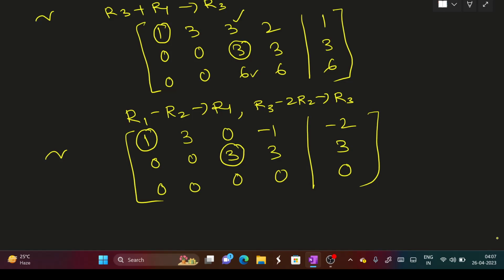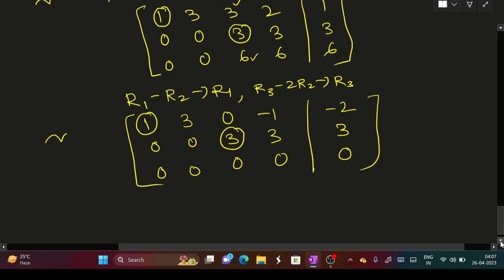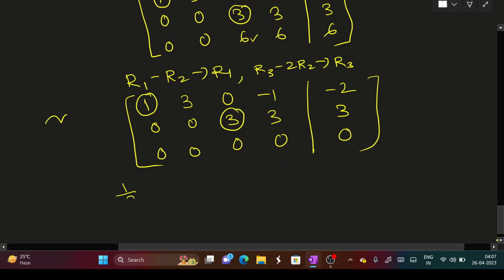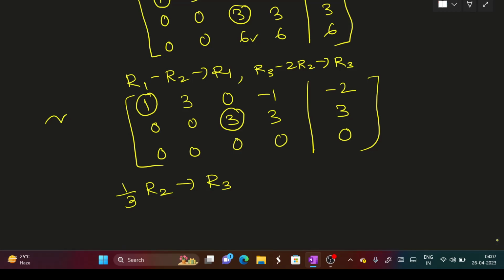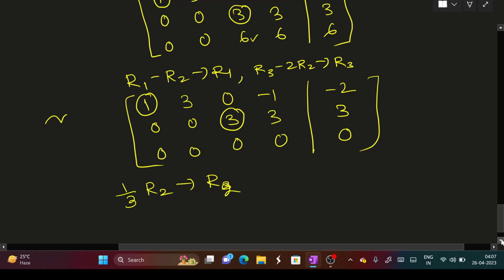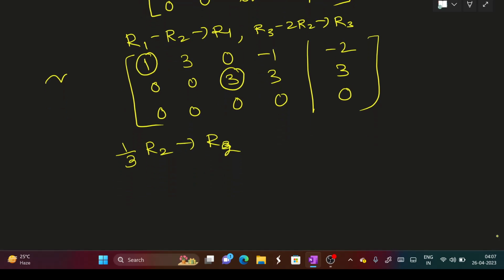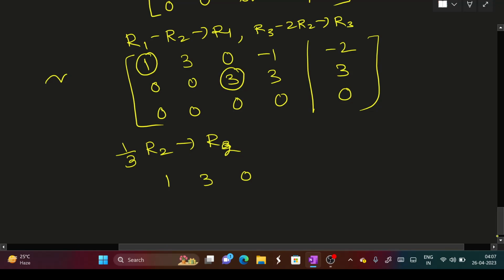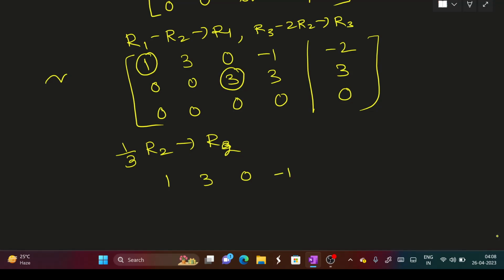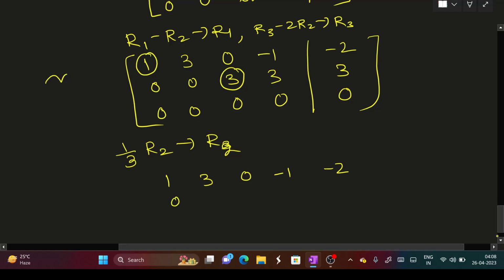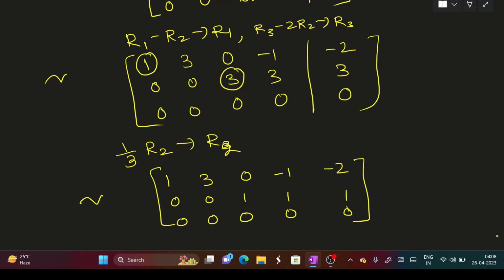So now my target is to make it row reduced echelon form, that is I should divide the second row by 3. 1 by 3 R2 stored in R2. So how much it is? It will give me 1, 3, 0, minus 1, minus 2. It is 0, 0, 1, 1, 1. It is 0, 0, 0, 0, 0. So now it is in row reduced echelon form.